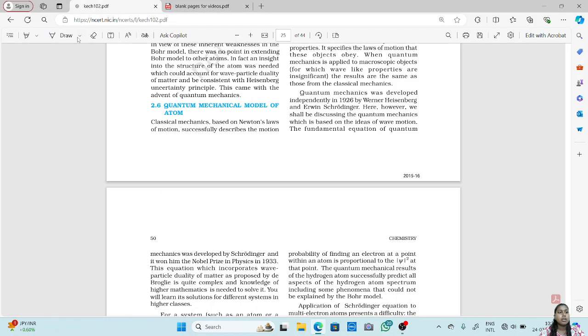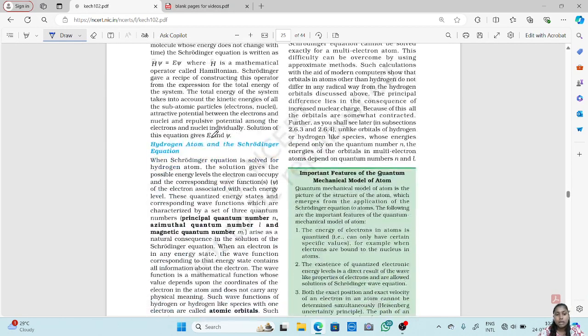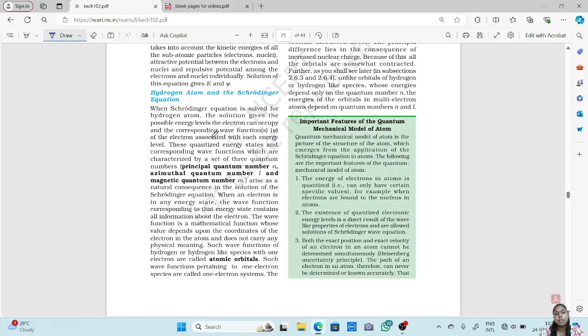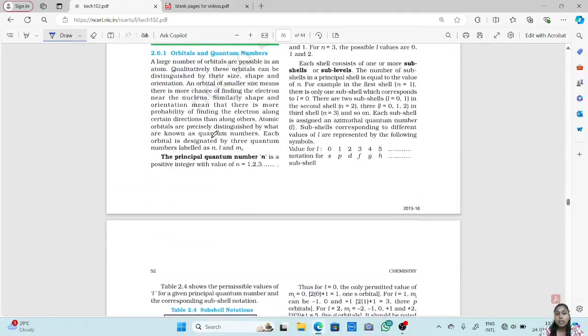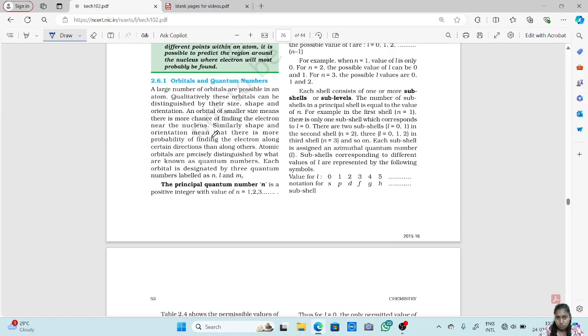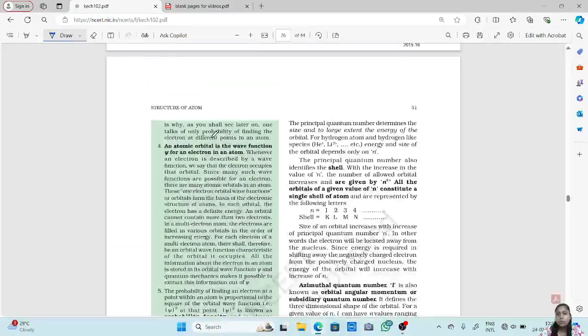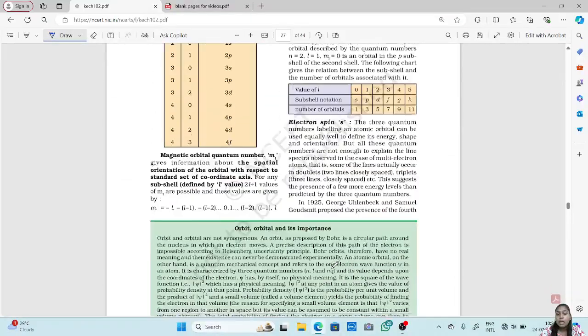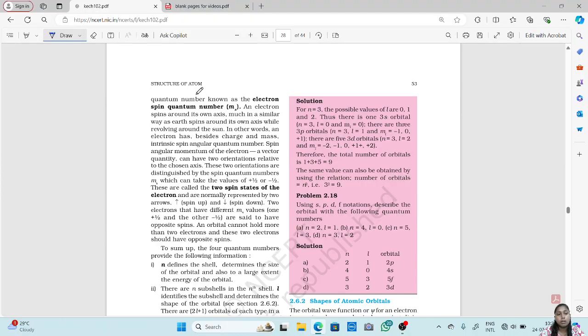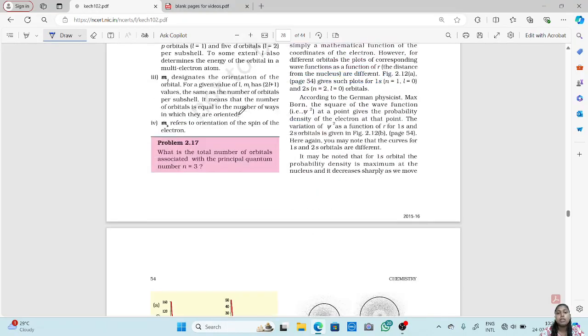Now we have seen the quantum mechanical model of the atom. In that we have also seen the hydrogen atom and the Schrodinger equation. Then we have seen the orbitals and the quantum numbers. All these orbitals are arranged according to the quantum numbers. So there are four quantum numbers: principal quantum number, azimuthal quantum number, magnetic orbital quantum number, and the last one is the electron spin quantum number. So these are the four quantum numbers.